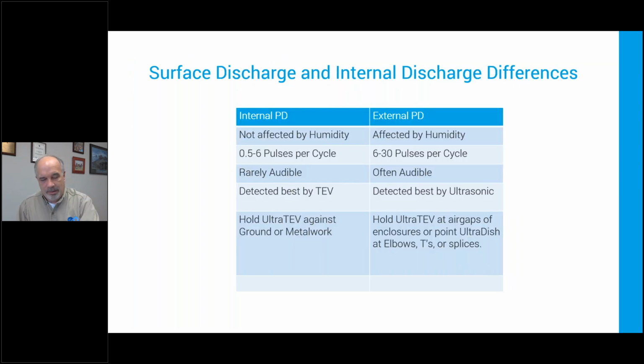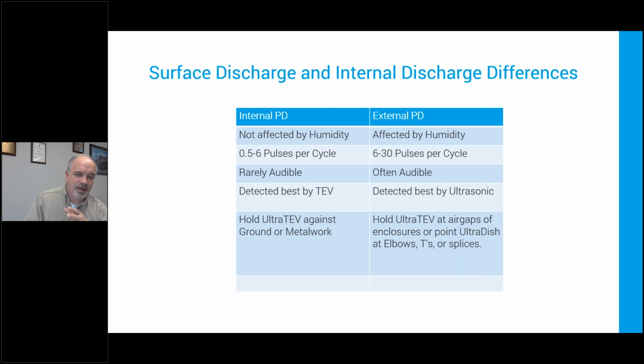Quick recap on surface discharge and internal. Internal is not affected by PD, as you would expect. It's not exposed to air, where surface is. Internal is lower pulse count, external higher pulse count. You're never going to hear internal because there's nowhere for the sound to get out.